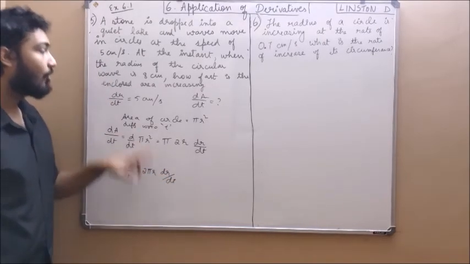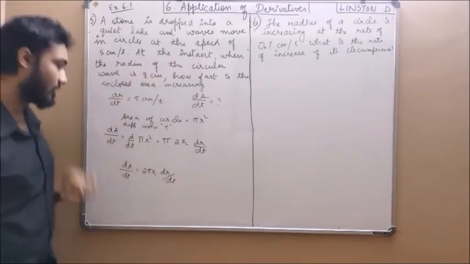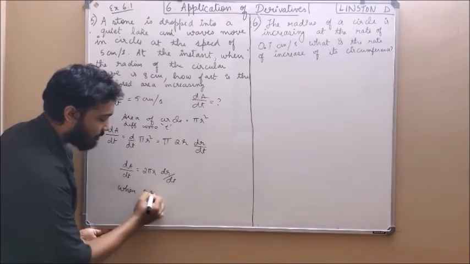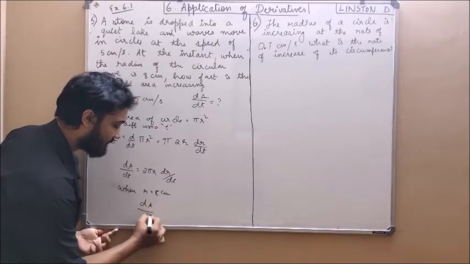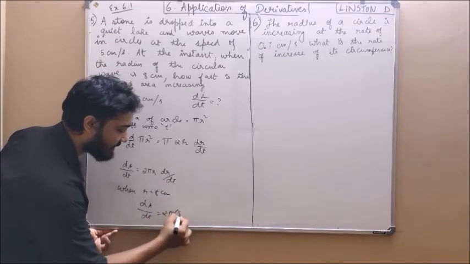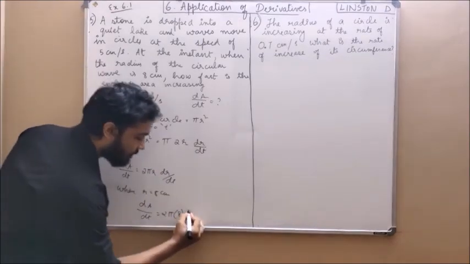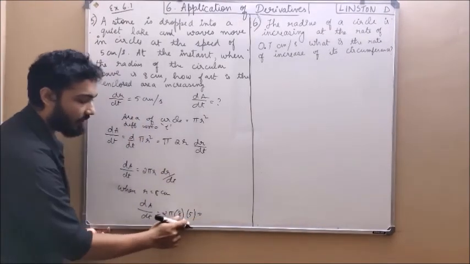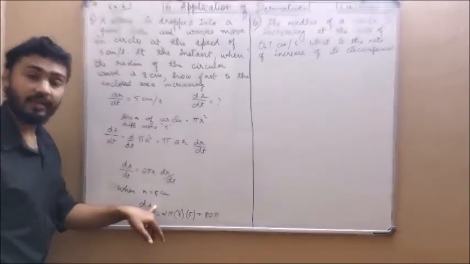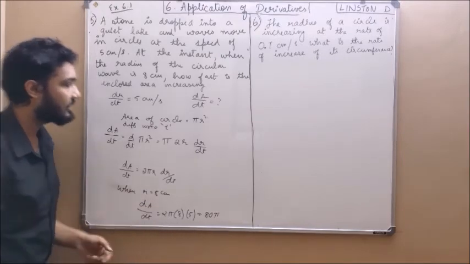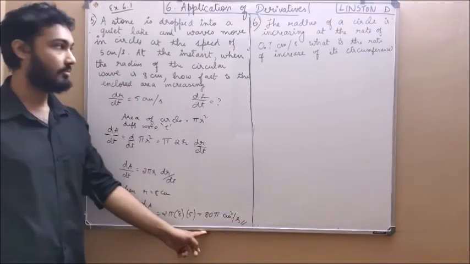Now what do we have to find? We have to find dA by dt when the radius of the circular wave is 8 cm. So when r equals 8 cm, dA by dt is 2 pi into 8 into dr by dt. dr by dt is given as 5. So 2 into 8 is 16, 16 into 5 is 80, so 80 pi. What is the unit? The unit of area is centimeter square per second. So this is the answer.